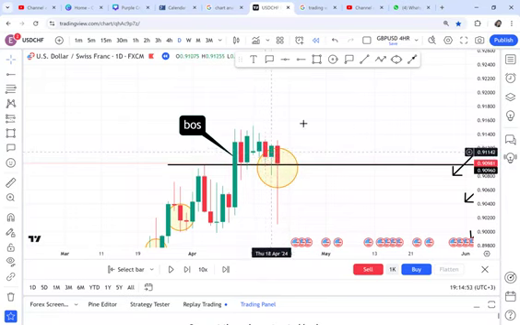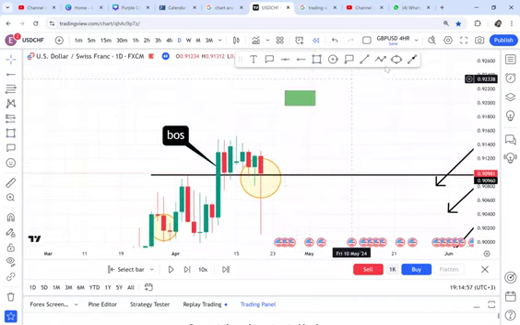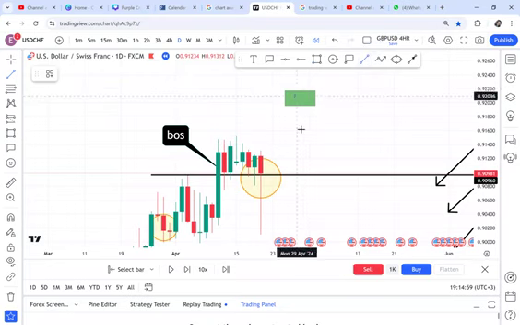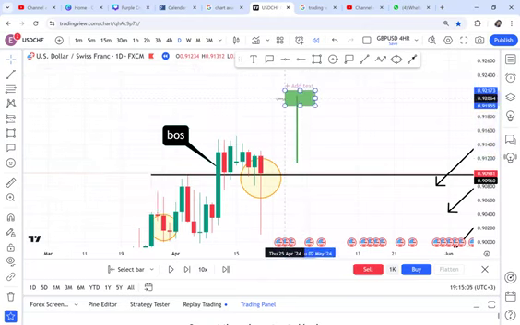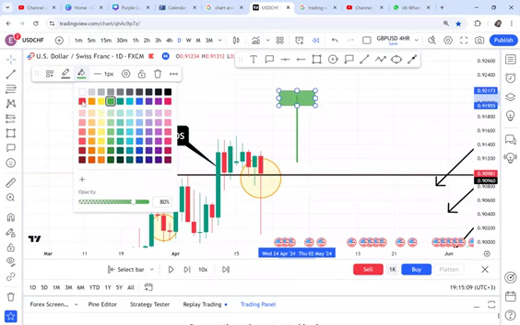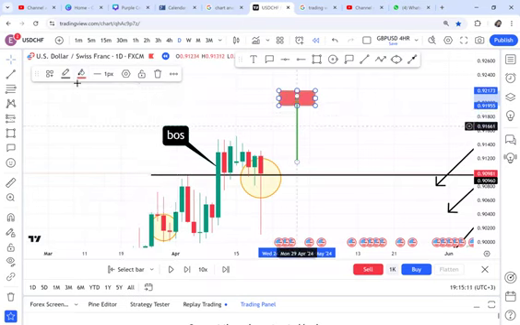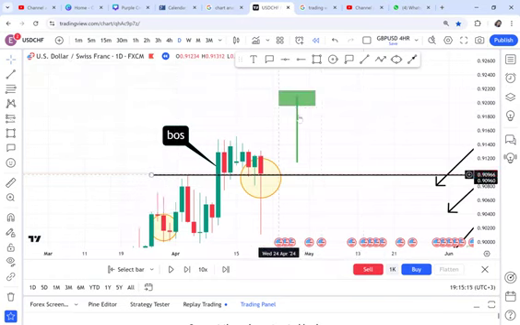We don't want a hammer that is green in color. Remember, in this strategy we are not looking for a green hammer. If you see a hammer that is green, we disqualify it, okay? We don't want such a hammer. We want a hammer that is red in color. Both of them are hammers, but in this case, we want a red hammer.